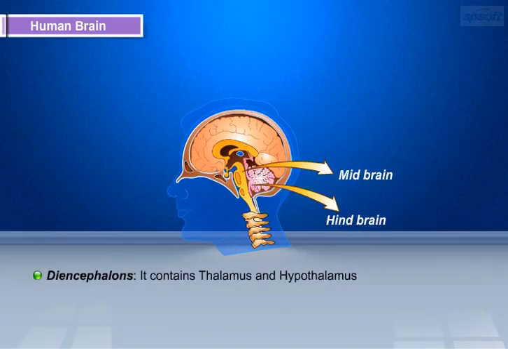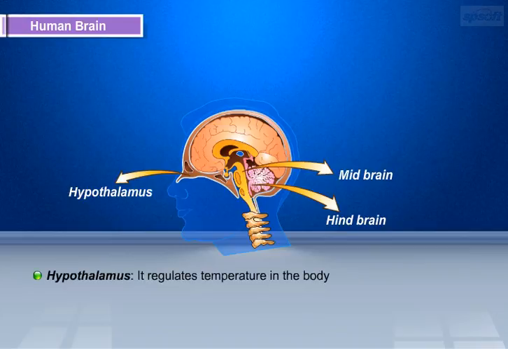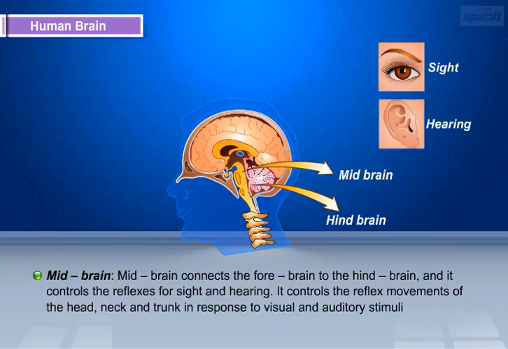Diencephalon. It contains thalamus and hypothalamus. Thalamus. It regulates pain and pressure. Hypothalamus. It regulates temperature in the body. We will now discuss the functions of midbrain and hindbrain. Midbrain. Midbrain connects the forebrain to the hindbrain, and it controls the reflexes for sight and hearing. It controls the reflex movements of the head, neck, and trunk in response to visual and auditory stimuli.